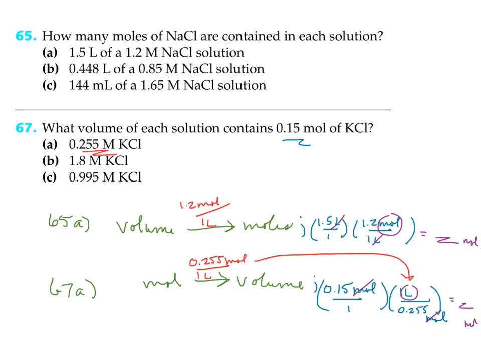So the molarity for the first one is 0.255 moles of potassium chloride per 1 liter of solution. My hint for that one, again, is we're going to start with the 0.15 moles over 1. Then notice here in blue, we're going to use the flipped version of the molarity, because now your moles will cancel and you'll be left with liters. Any questions? Cool.